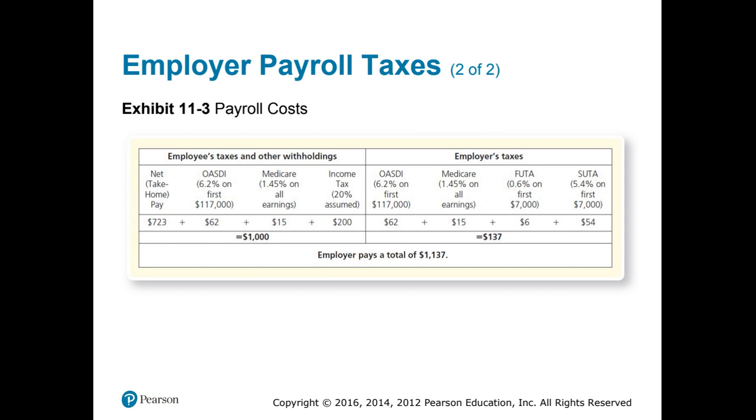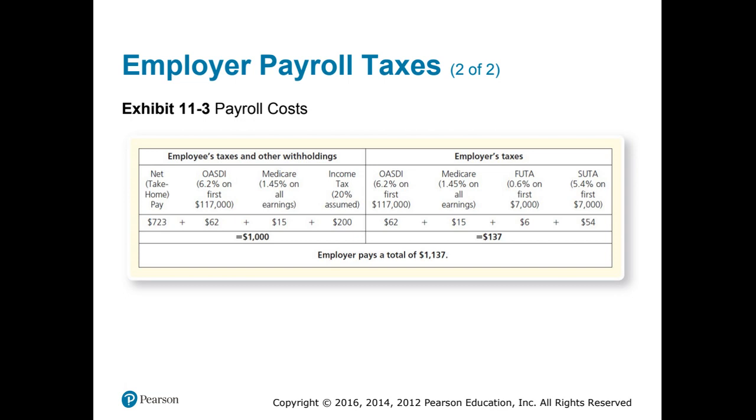And now we've also got our OASDI. In this example, they're telling us that is 6.2% on the first $117,000. So until you get to that number, your tax amount will be 6.2%. So we're going to find the 6.2% of the take home is $62. We've got our Medicare at 1.45%. We've got our income tax at 20%.